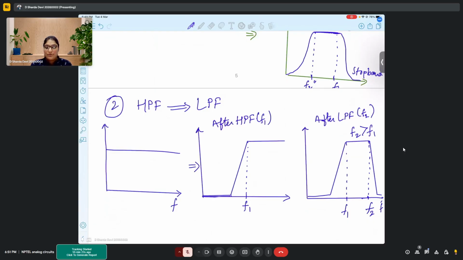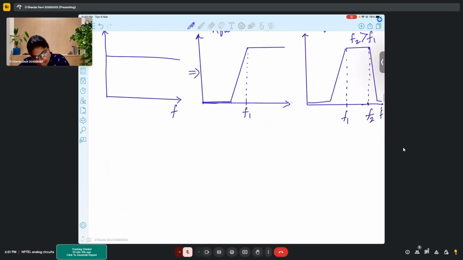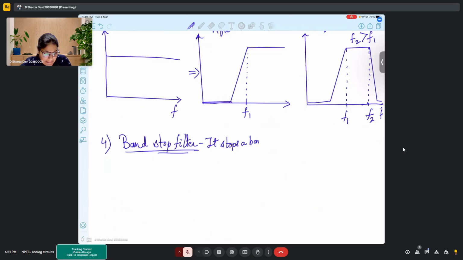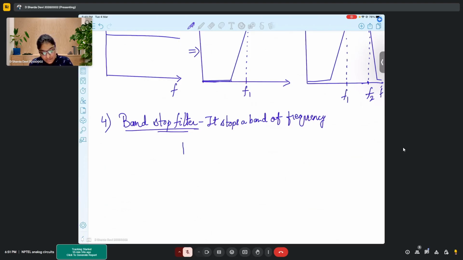Okay, madam. Okay, right? So we are done with low pass filter, high pass filter, band pass filter. The fourth category of filters is a band stop filter. Again, as the name suggests, it stops a band of frequencies. And if we talk about the profile, it is just the opposite of our band pass filters. Okay.